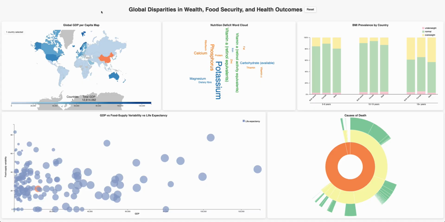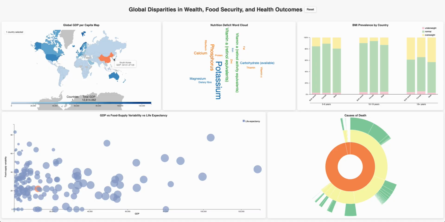So this is our overall dashboard. We have 5 different charts. The first one is the global GDP per capita map, which shows the global map with total GDPs. For example, if you put the mouse on a certain country, it will show the country's name and the total GDP, like China and its GDP.